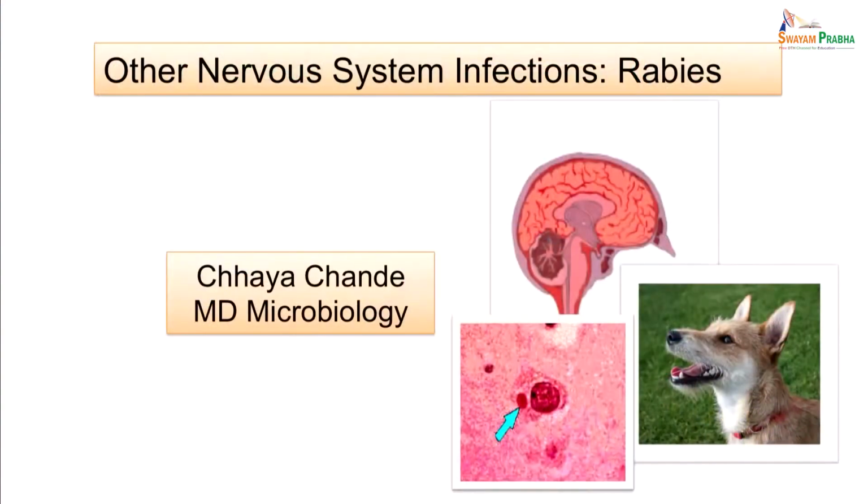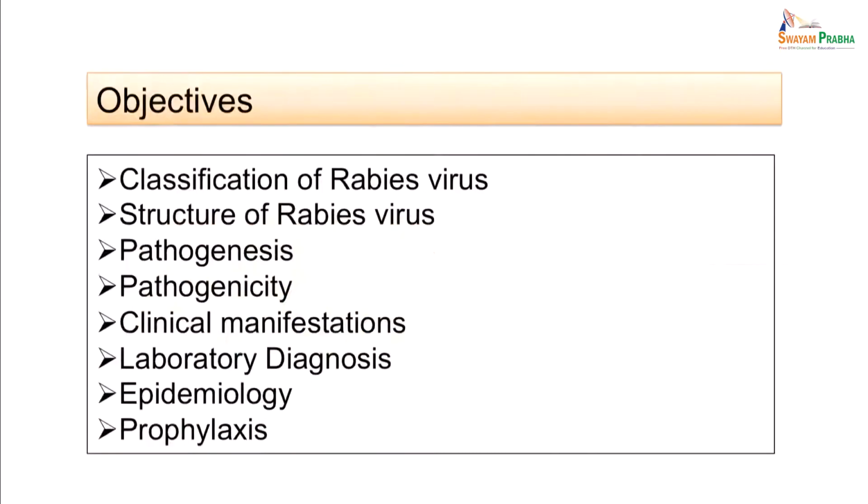So, in this session we are going to discuss rabies virus with the following objectives. At the end of the session you will be able to classify rabies virus, describe the structure of rabies virus, describe pathogenesis and pathogenicity of rabies virus, clinical manifestations and laboratory diagnosis of rabies, epidemiology and prophylaxis of rabies.